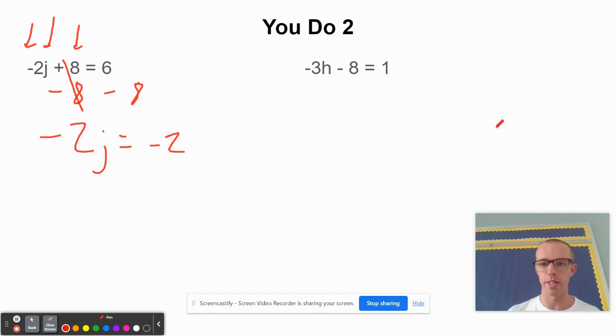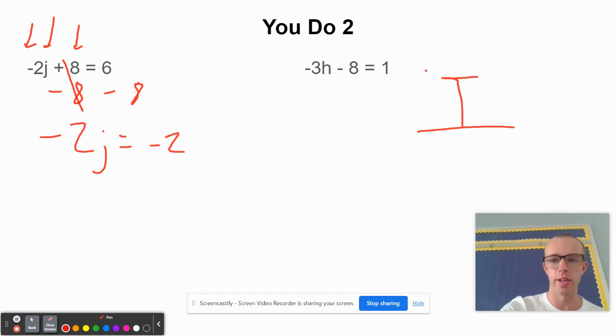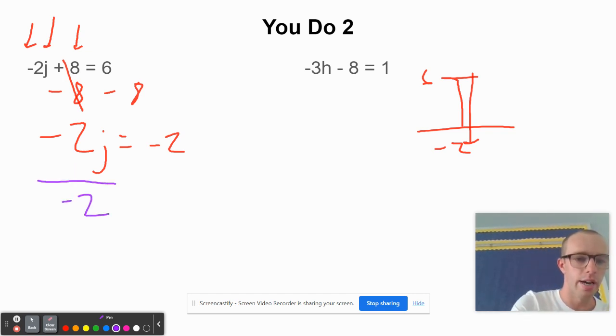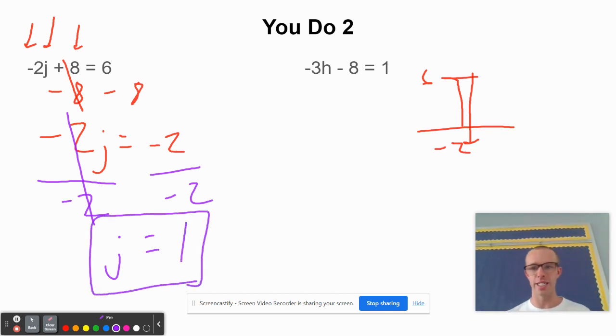Another way to think about this is I'm 6 feet above the ground. All right, I'm 6 feet up. If I go down 8, now I'm 2 feet below the ground. All right, this ends with the division problem because the coefficients are multiplication. I divide by negative 2 on each side. Negative 2 divided by negative 2 is 1, and I get j is equal to 1.